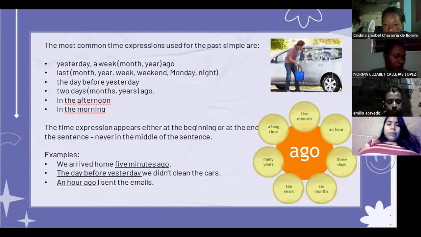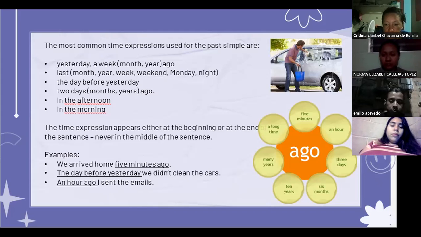Vamos a ver la siguiente. Oh, I'm so sorry, Norma. I really am. Okay, 10 years ago, my grandmother passed away. Wow. I'm very sorry for that. Next one, it says, 10 years ago, I was celebrating my first Christmas like a married man. Yes, it is correct, Manuel.